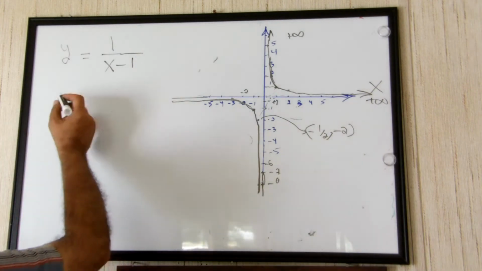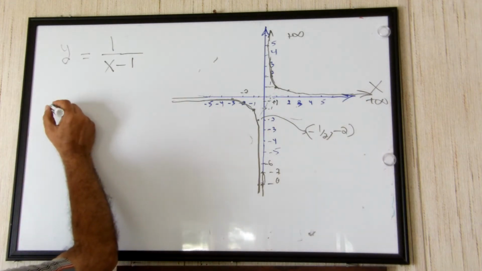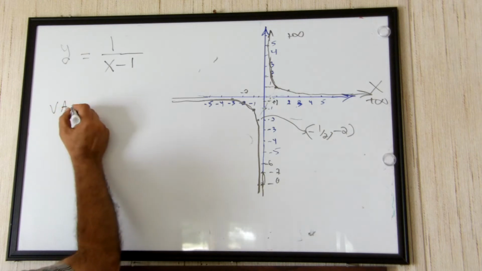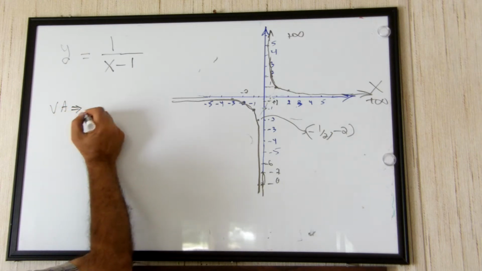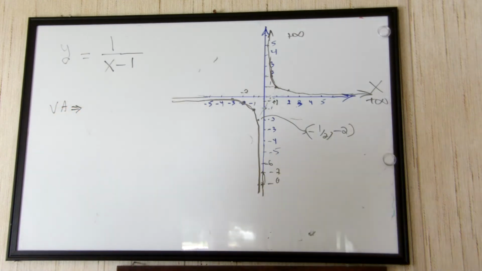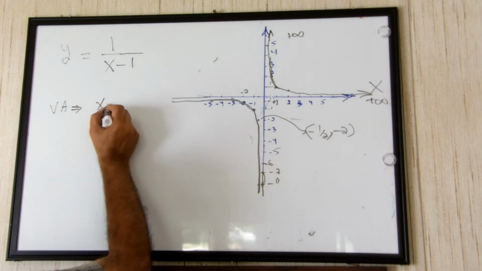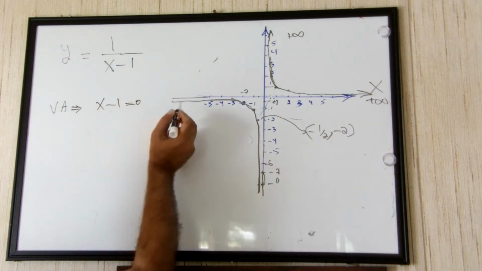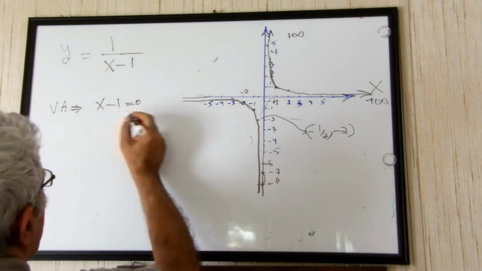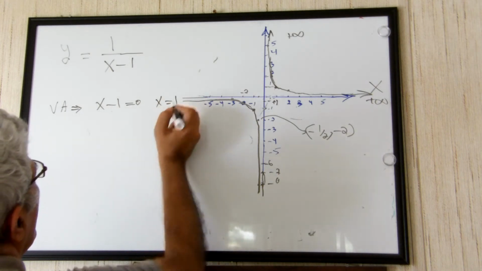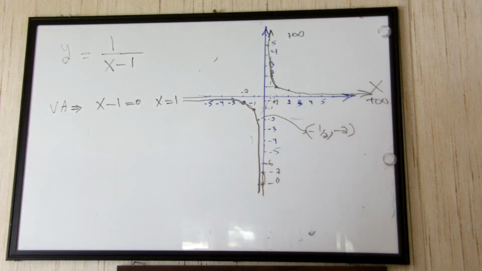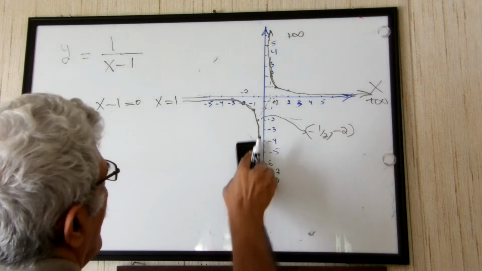What we do, if we want to find the vertical asymptote, is take the denominator and set it equal to 0 in order to find x. x is equal to 1. The vertical asymptote.